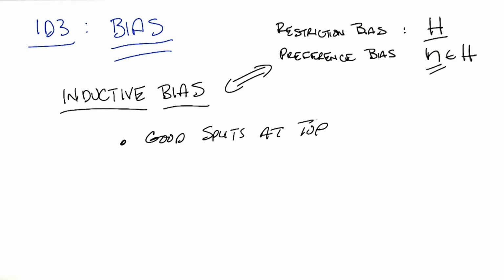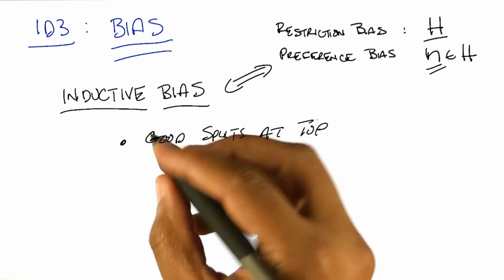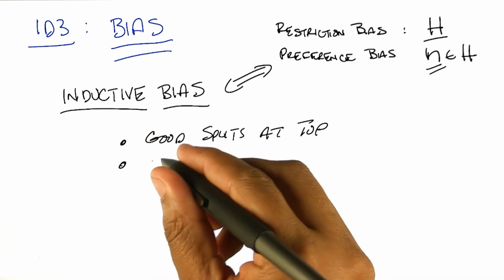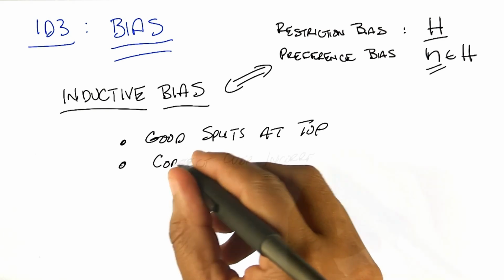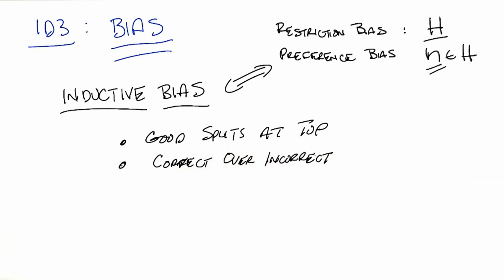Okay. So any other preferences, any other inductive bias on the ID3 algorithm? It prefers ones that model the data better to ones that model the data worse. Right. So this is the one that people often forget. It prefers correct ones to incorrect ones. So given a tree that has very good splits at the top but produces the wrong answer, it will not take that one over one that doesn't have as good splits at the top but does give you the correct answer. So those are really the two main things that are the inductive bias for ID3.